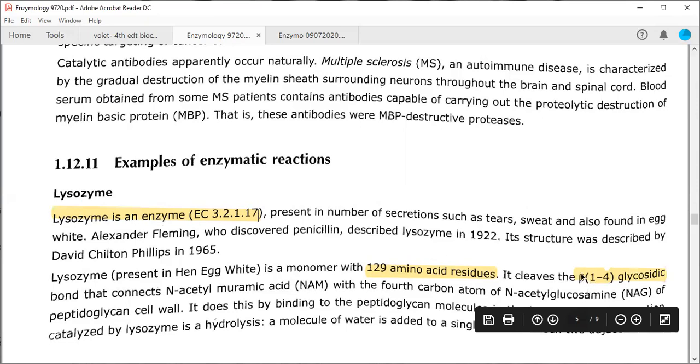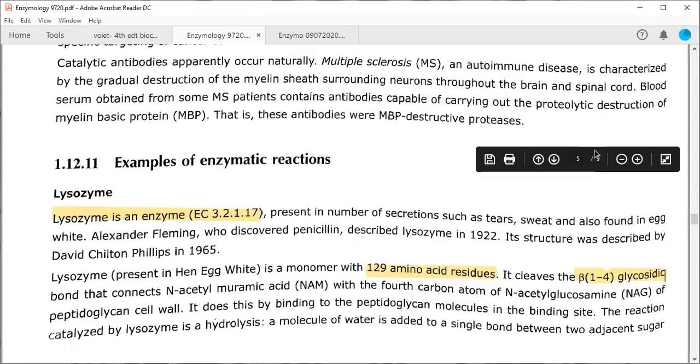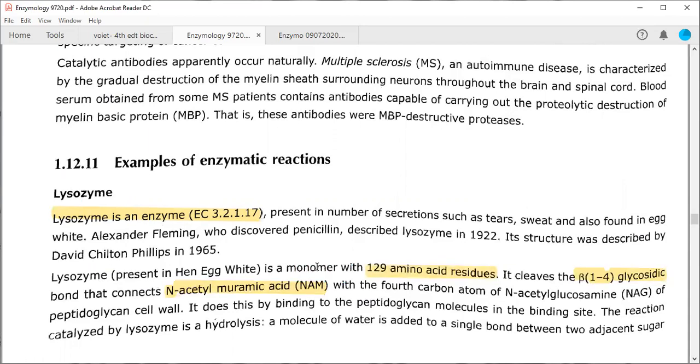So you need to remember this is very specific for beta-1,4 glycosidic linkage, which are present in the cell wall of bacteria. And it is present in between the NAM and NAG. So you should remember these beta-1,4 glycosidic bonds are present between the NAM and the fourth carbon atom of the NAG itself.